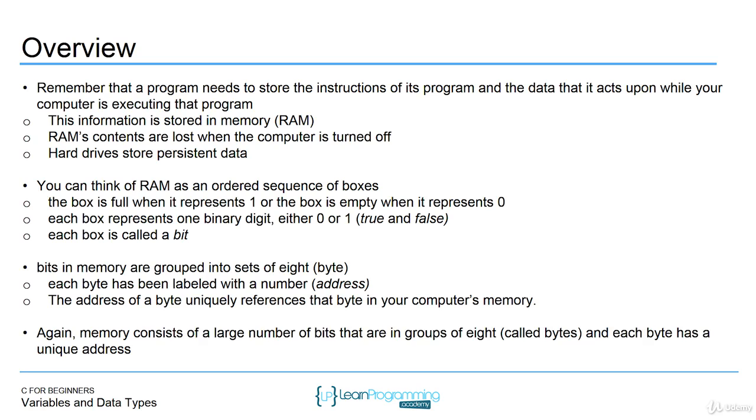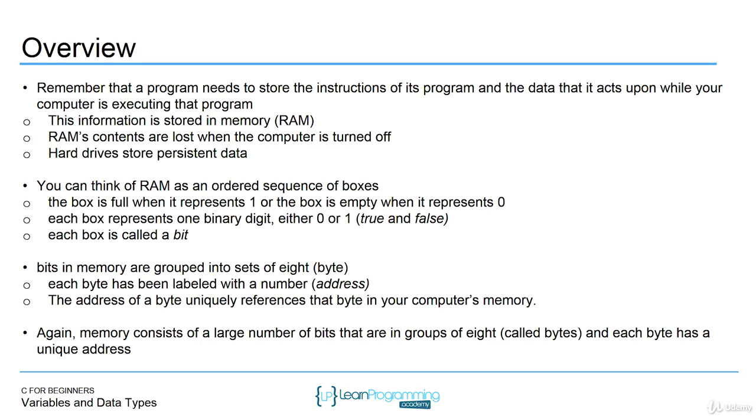Again, memory consists of a large number of bits that are in groups of 8 called bytes, and each byte has a unique address. Your program will access that data usually through an identifier, but it can also use hexadecimal addresses. It will increase the efficiency of your programs if you have more memory and the memory is faster, and the buses are faster, so you can access the memory quicker. You've probably heard terms like 16 gigs of RAM. A higher amount of RAM means programs can store more data and access it quicker.